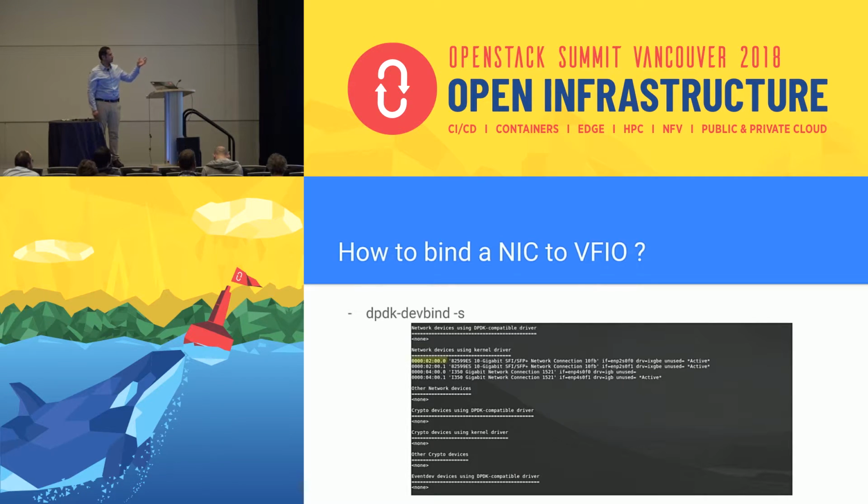I'll pick the first one, which is this one you see in here. This is the PCI address for it, and it's an Intel 10 gig NIC. It's using the ixgbe driver you see in here, and I'd like to move it to user space by providing VFIO binding to it.